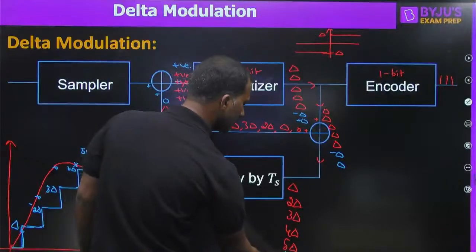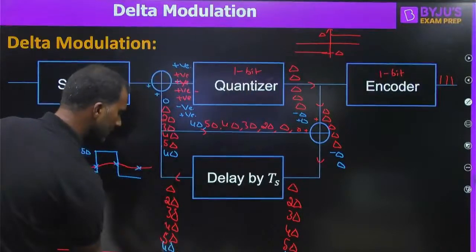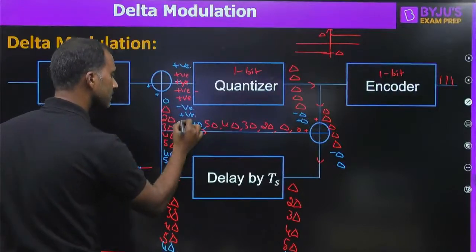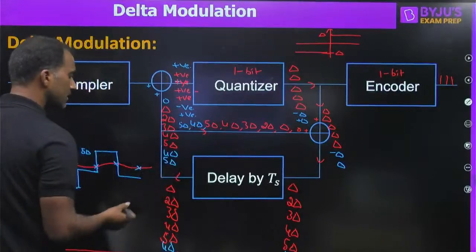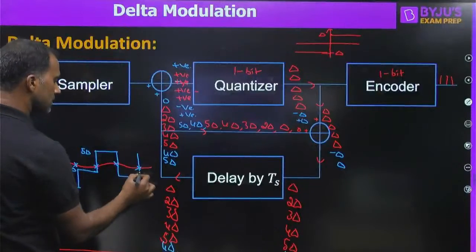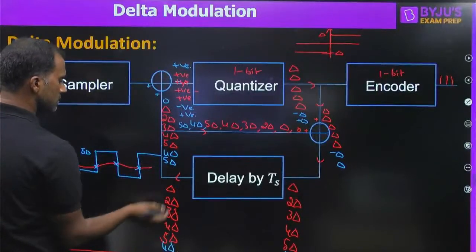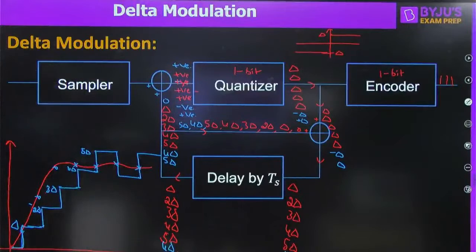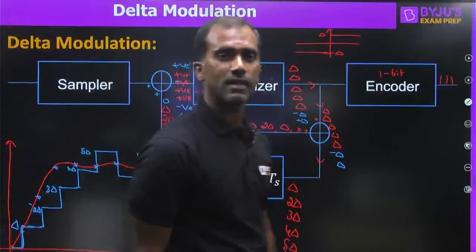This is 5 delta here. So 5 delta here, 5 delta here and here, right? So again, the signal goes like this. This is what is happening. Same analysis we have done, same analysis.